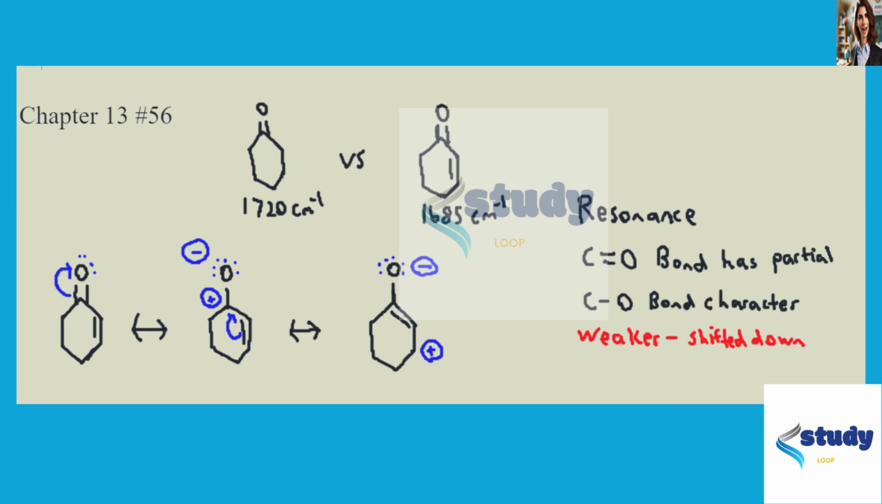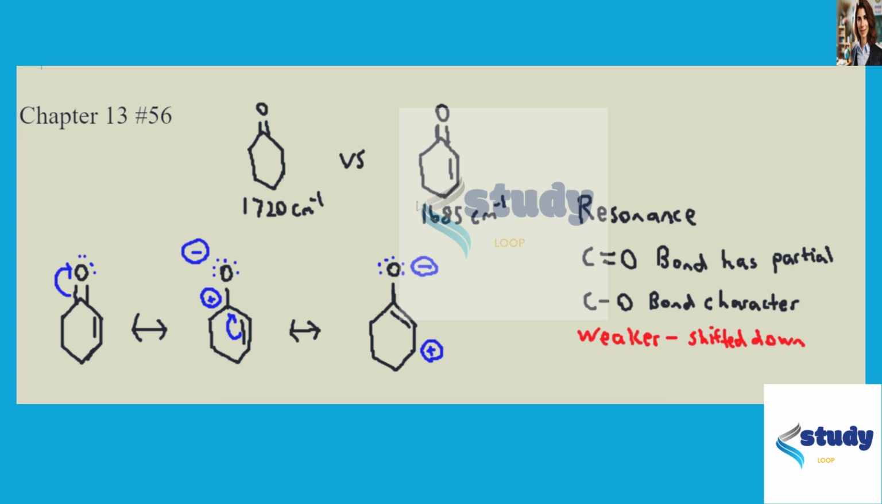This is the answer to the Smith Organic Chemistry textbook, chapter 13, problem number 56. And this problem is asking us to consider why the carbonyl stretch for cyclohexanone is 1720, but the carbonyl stretch for 2-cyclohexanone, which is an alpha beta unsaturated ketone, is only 1685.